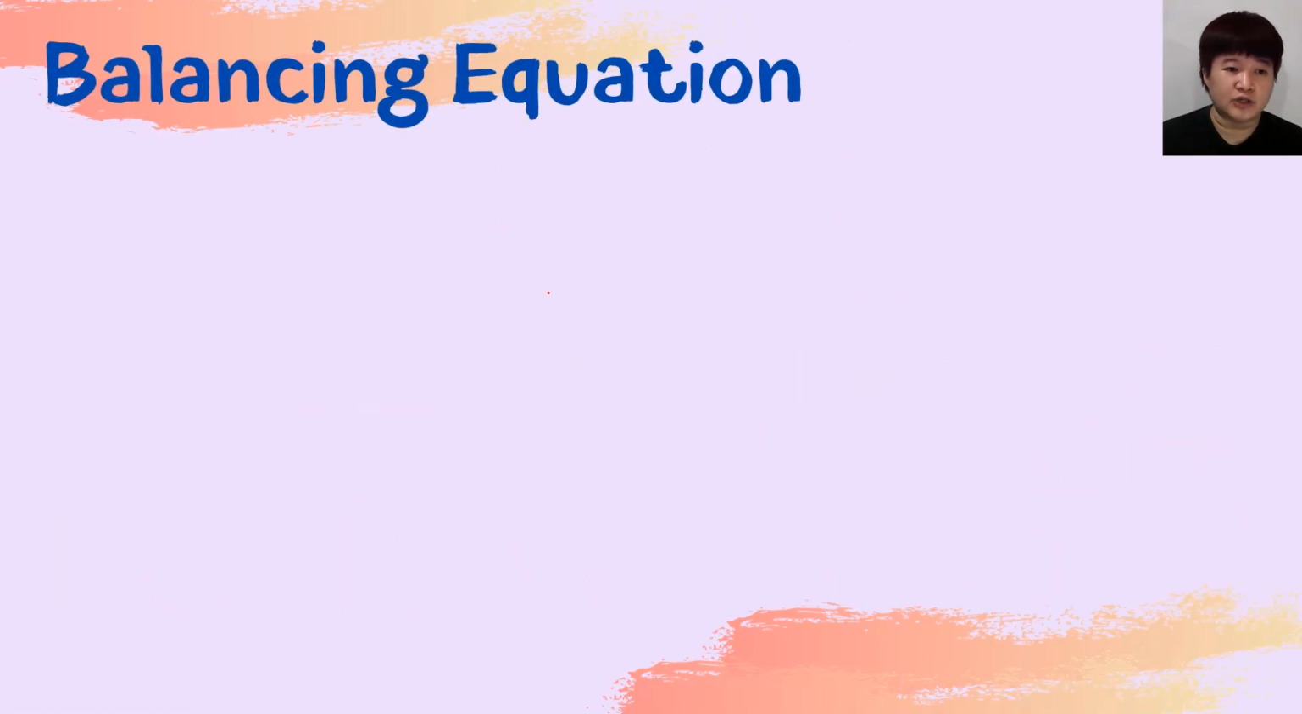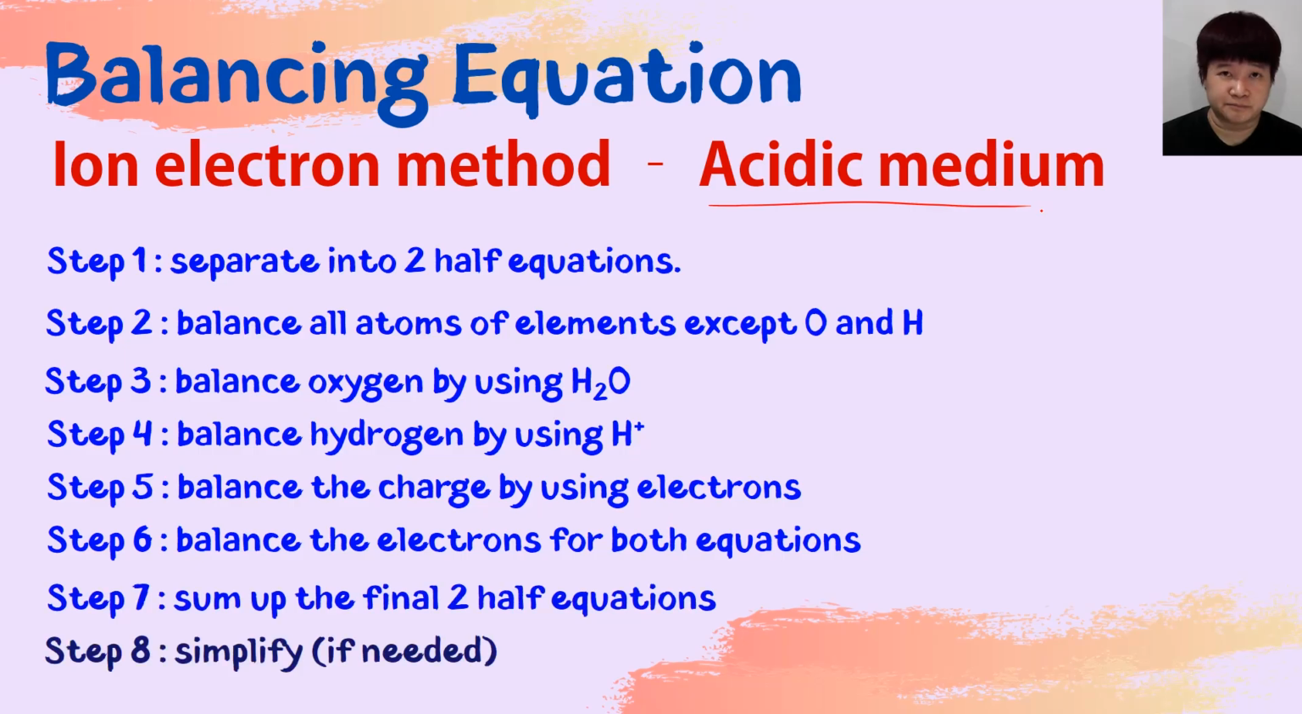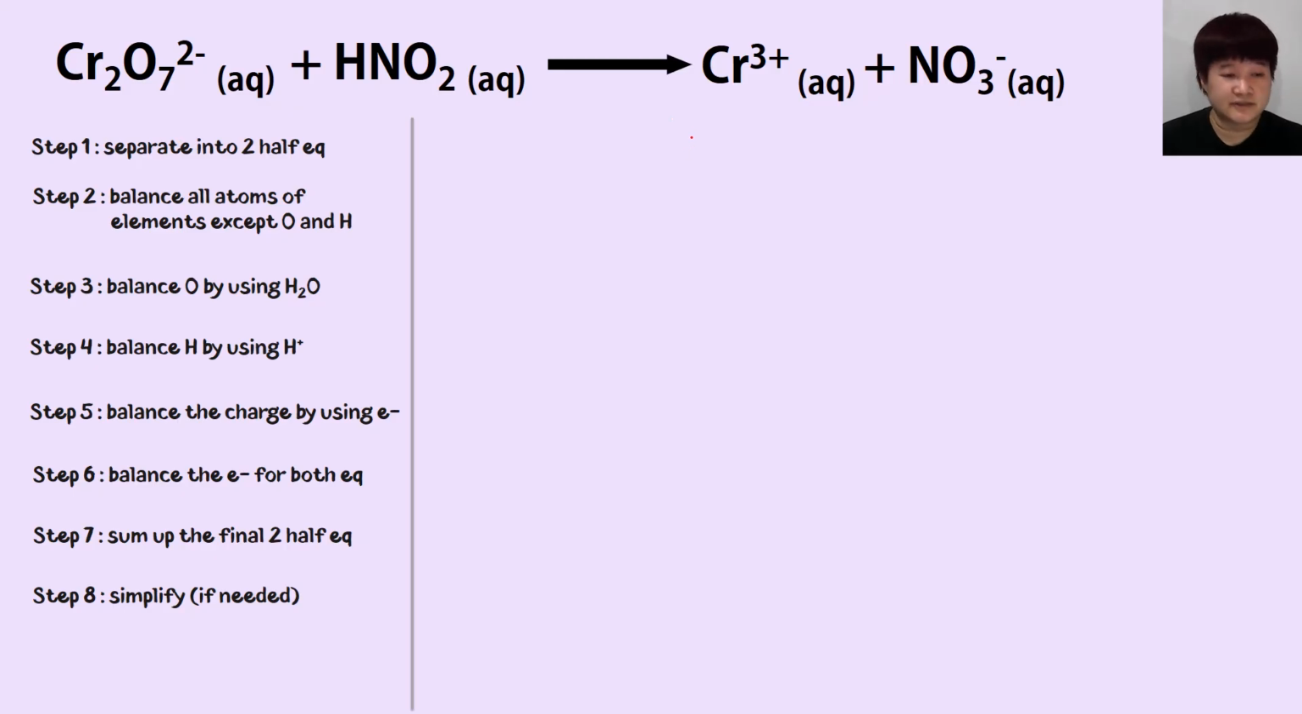We are going to look into both media today. First and foremost, we'll look into the ion electron method in acidic medium. If you look at it now, we have 8 steps for this ion electron method in acidic medium. But I'm not going to explain the steps over here because we are going straight into the example. So let's look into our first example. This is in acidic medium. This is our redox equation, which is not balanced. Our purpose in this video today is to balance this redox equation.